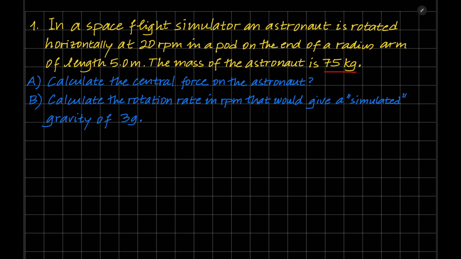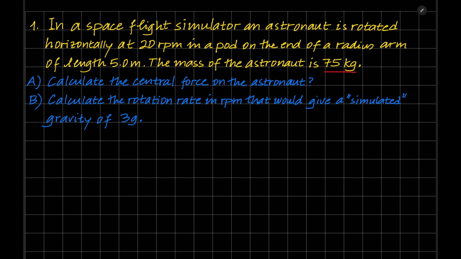In a space flight simulator, an astronaut is rotated horizontally at 20 revolutions per minute in a pod on the end of a radius arm of length 5 meters. The mass of the astronaut is 75 kilograms. A. Calculate the central force on the astronaut. B. Calculate the rotation rate in revolutions per minute that would give a simulated gravity of 3g.